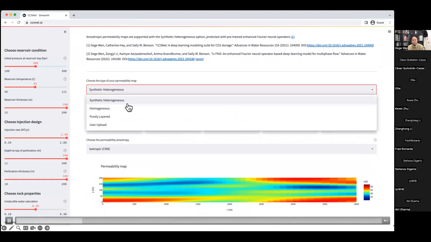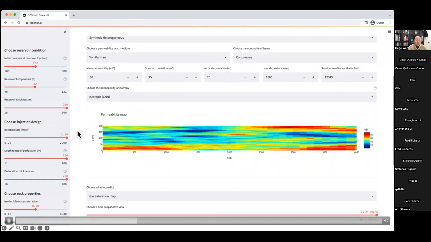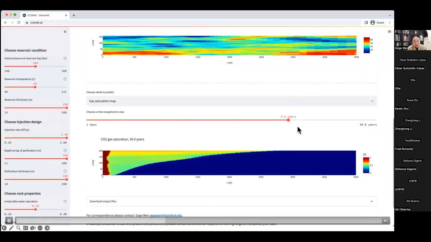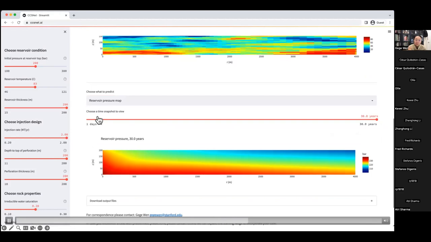ccsnet.ai. And the interface will look slightly different because we have upgraded recently to include more cases. So what I'm showing here is the web app can generate a permeability map on the fly. And it sends this permeability map to the backend model, and it will immediately return this gas saturation plume. This is the pressure buildup that's corresponding to this permeability map. This is the reservoir pressure. Here is the sweep efficiency factor calculated for you.